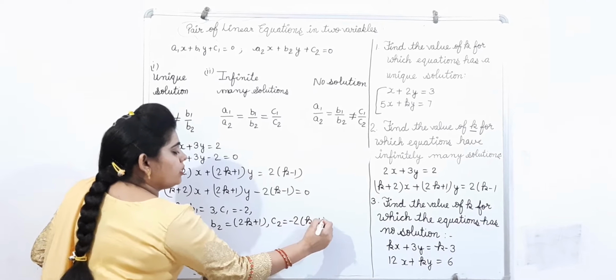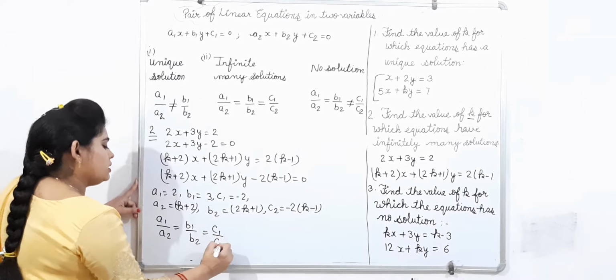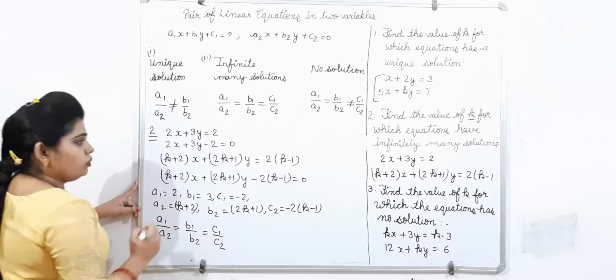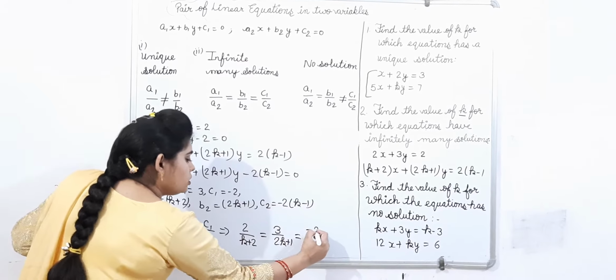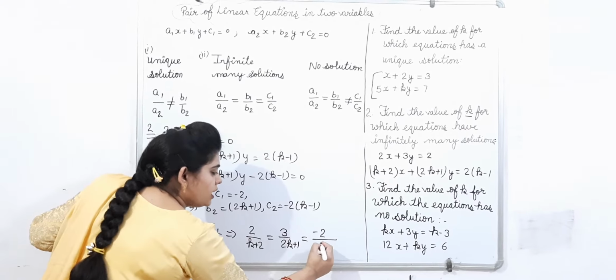Now we will use the result a1 by a2 is equal to b1 by b2 is equal to c1 by c2. On putting in the values, we get 2 upon k plus 2 is equal to 3 upon 2k plus 1 is equal to minus 2 upon minus 2 into k minus 1. Now minus minus cancel out, and 2 cancels out. We will solve these equations.